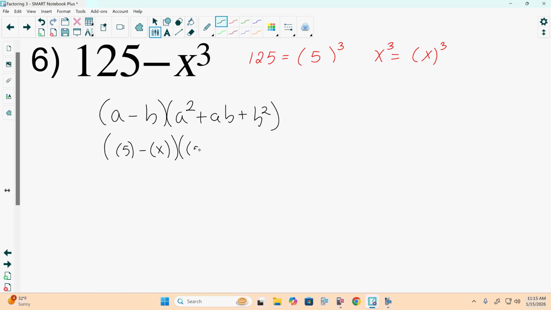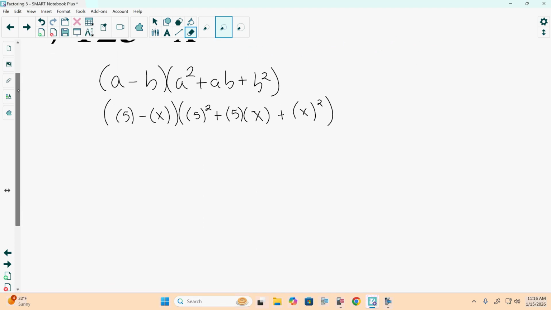A squared would be 5 squared. ab would be 5 times x, plus b squared would be x squared. And again, at this point, all we're doing is replacing a and b in all three spots. Now, in the first set of parentheses, we would end up getting 5 minus x when we simplify.